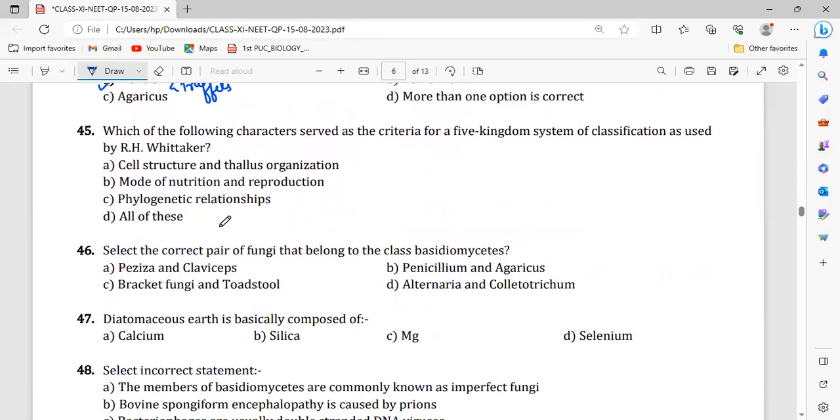45. Which of the following characters served as the criteria for a five kingdom classification as used by R.H. Whittaker? So here he has used all these factors. So one is cell structure and thallus organization, then mode of nutrition and reproduction, phylogenetic relationship. All these three were the criteria for the classification. So answer is all of this.